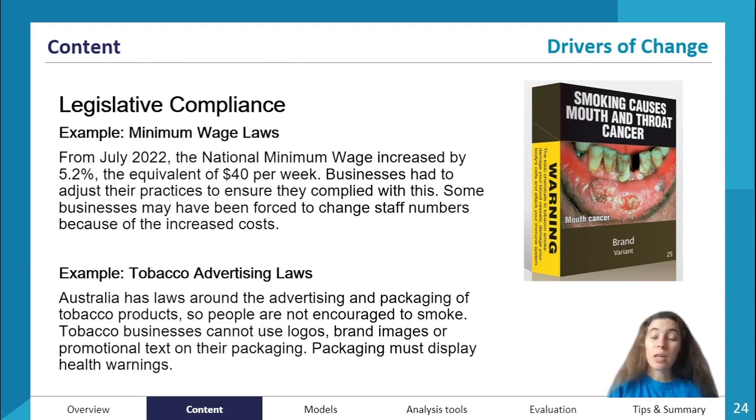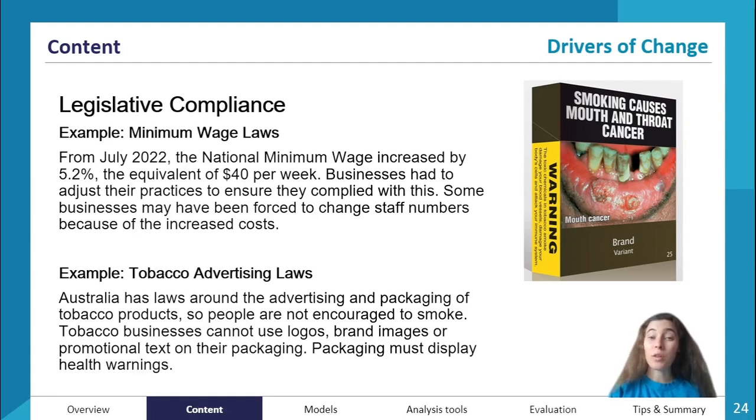Another example is minimum wage laws. This one's a little bit different in that it can change all the time. So each time we have federal budgets or different changes like that, changes in the economy, we often see little alterations to minimum wage laws to try and stay up with what's happening in the financial world. So in July 2022, the national minimum wage increased by 5.2%, and that was the equivalent of $40 per week. And so businesses had to adjust to make sure that they were complying with that.